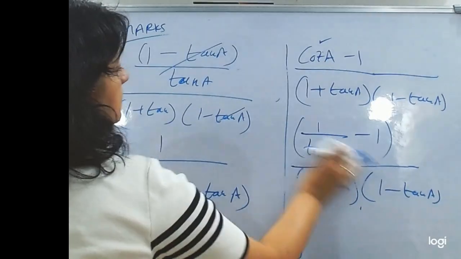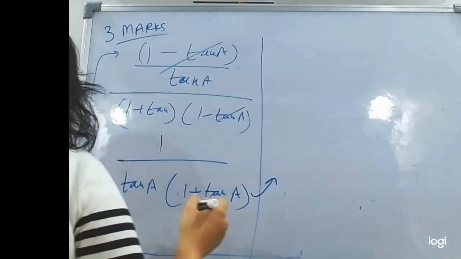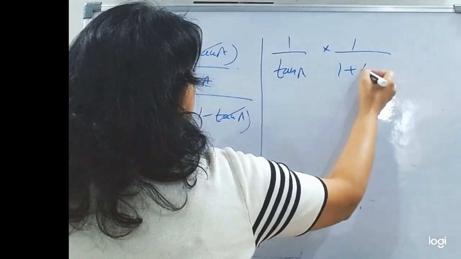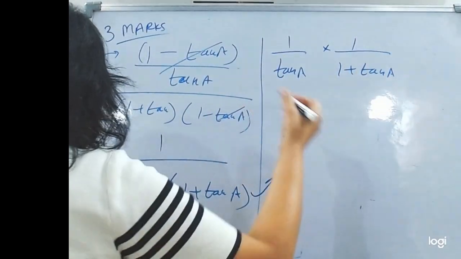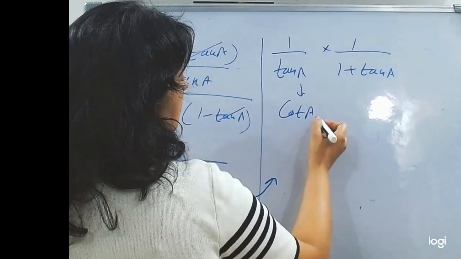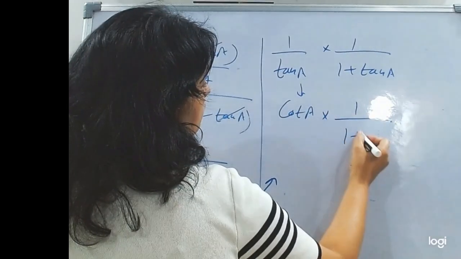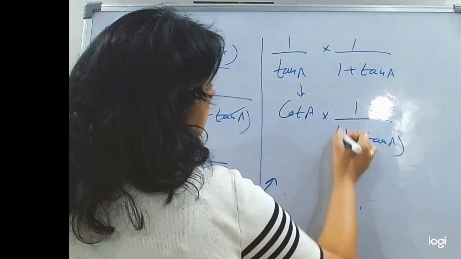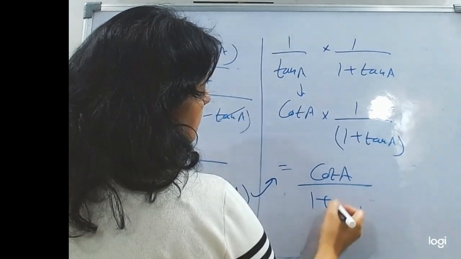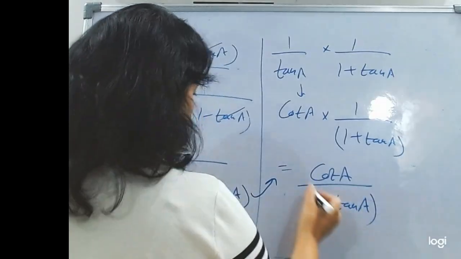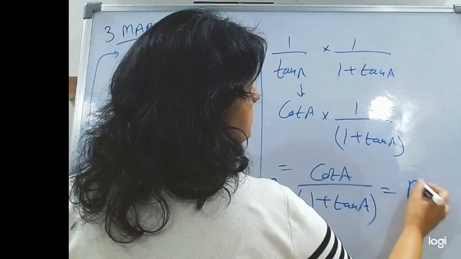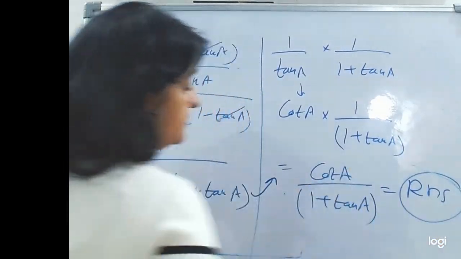Now it can be written separately, like this: 1 by tan A into 1 by (1 plus tan A). Now 1 by tan A means cot A, correct? And into 1 by (1 plus tan A). So it can be written as cot A by 1 plus tan A, which is nothing but the right hand side. Hence, left hand side is equal to right hand side.